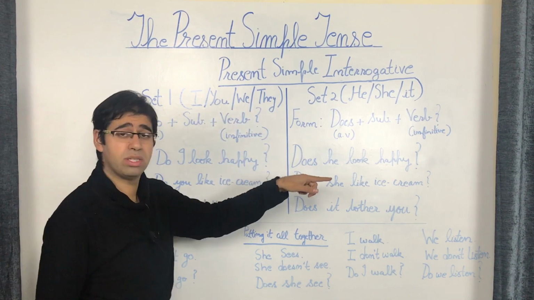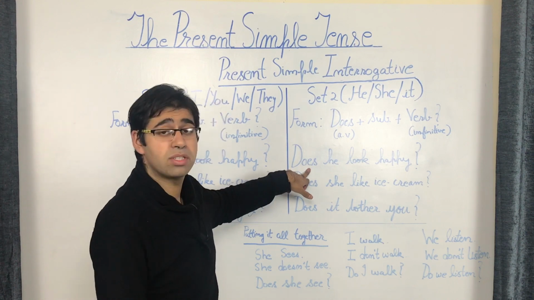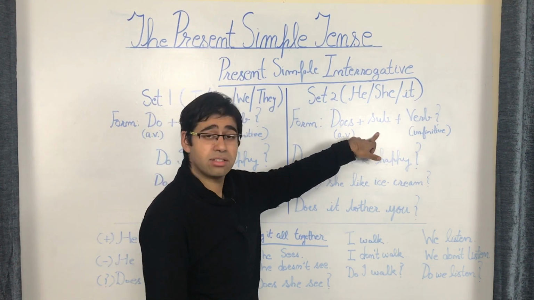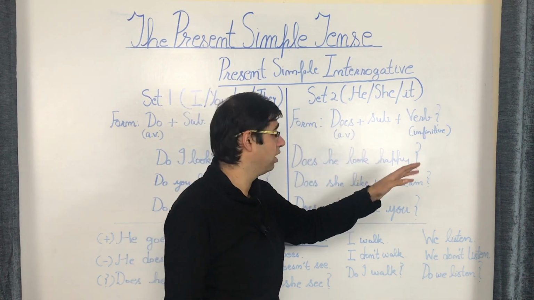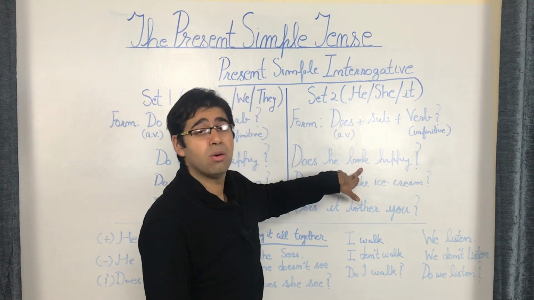Comparing that once again with set 2, the do gets replaced by the does, which is the auxiliary verb starting the sentence in case of set 2, followed by he as the subject, and once again eventually ending in the main verb in the infinitive form, which in this case is look once again.